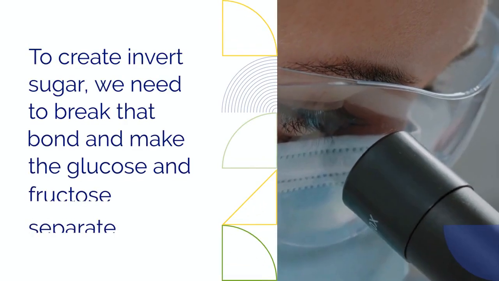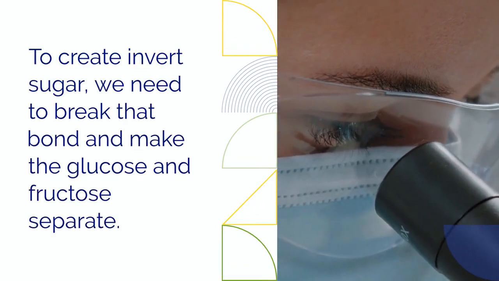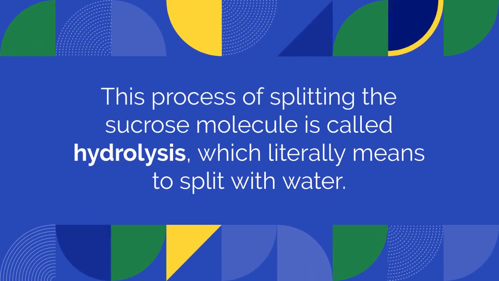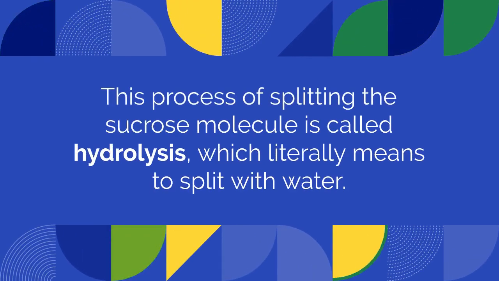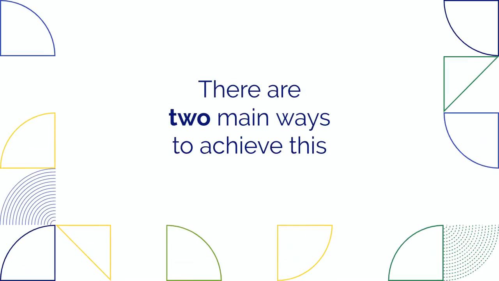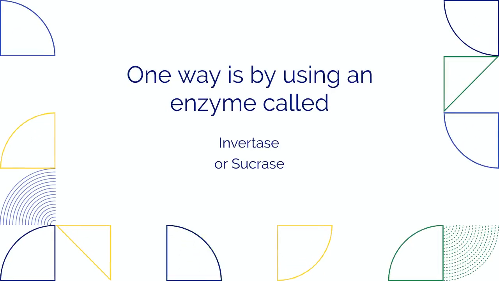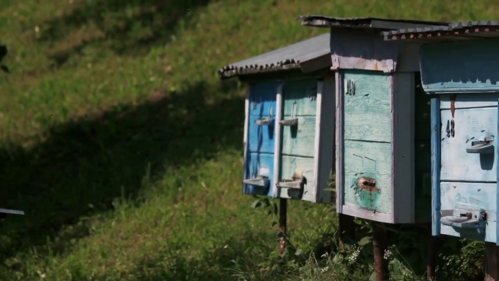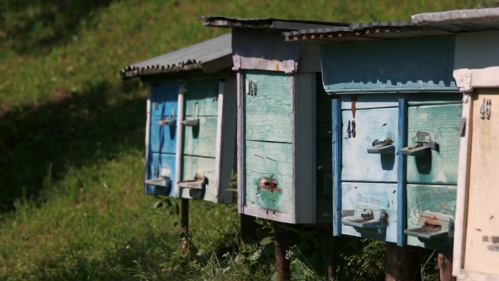To create invert sugar, we need to break that bond and make the glucose and fructose separate. This process of splitting the sucrose molecule is called hydrolysis, which literally means to split with water. There are two main ways to achieve this. One way is by using an enzyme called invertase or sucrase. This is the natural method used by bees to make honey, which is a fantastic natural example of invert sugar.